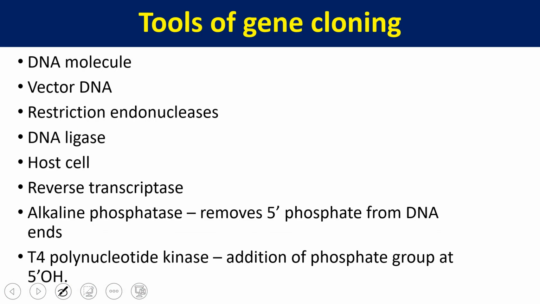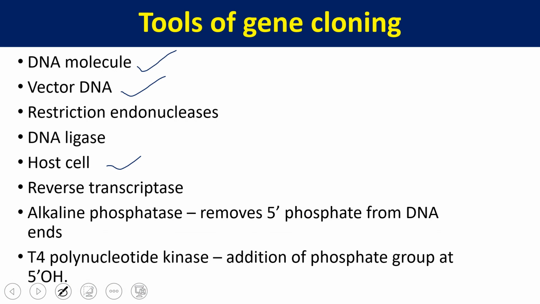Now for all these 7 steps, whatever 7 steps you have seen, we require 4 important things. Those 4 important things are the gene of interest, then tools, then we require a vector, and we require a host. So overall, among these 4 things, especially in the tools, we are going to use many other things. This is your gene of interest, DNA molecule, vector, host cells you have. 3 things are already there, and the 4th is tools.